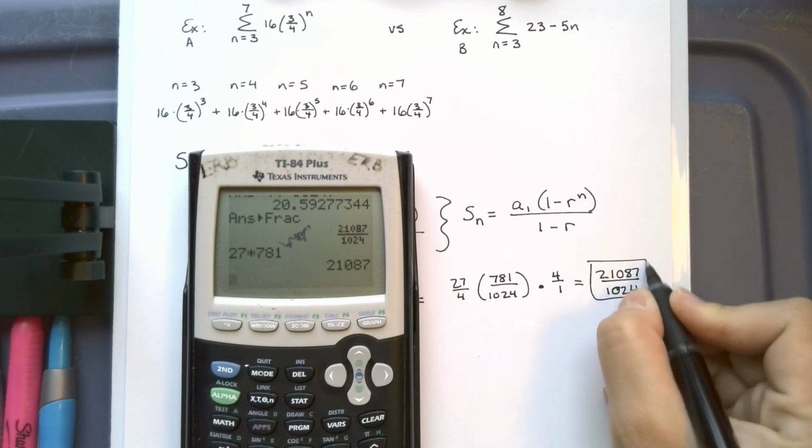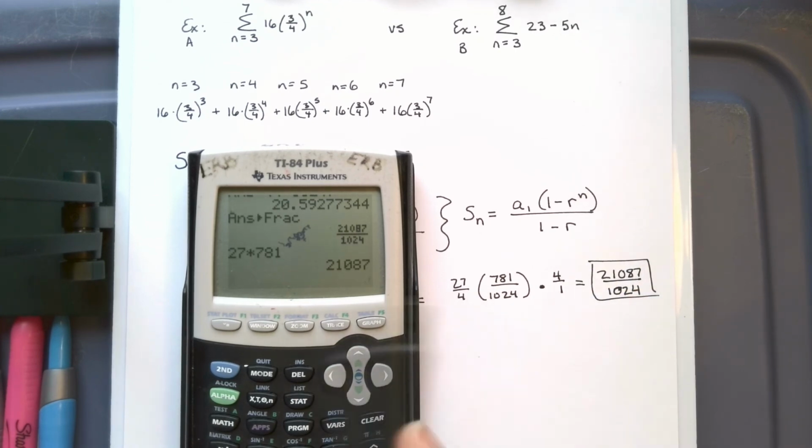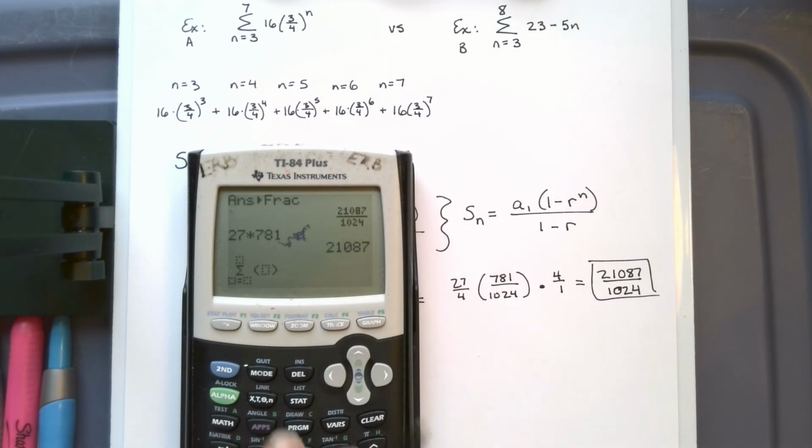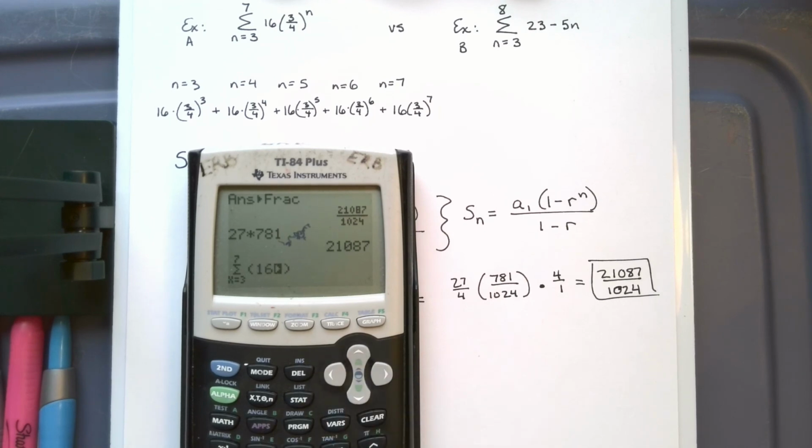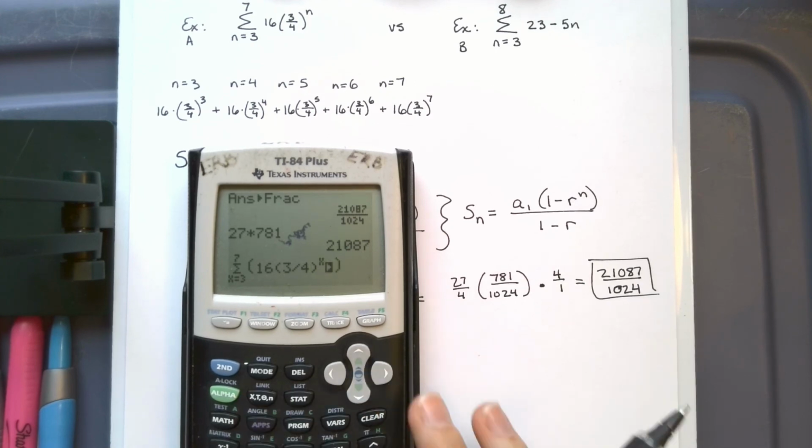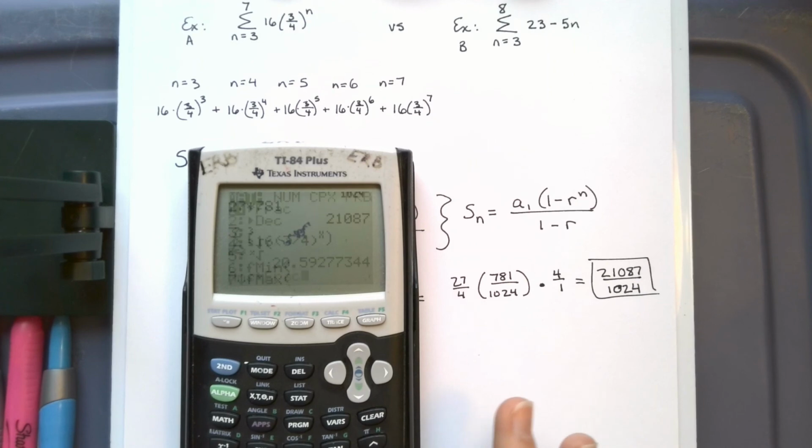Now again, because I've got the big guns out, I'm just going to go ahead and check my work up here. So, use my summation, x equals 3, 7 at the top, 16, 3/4 to the x, and that looks like it's the same thing. Yep. So, there you go, there's the first example A. My video ran a little bit long, so I'm going to pause here, give you a break, and then I'll pick up with example B in the next video.